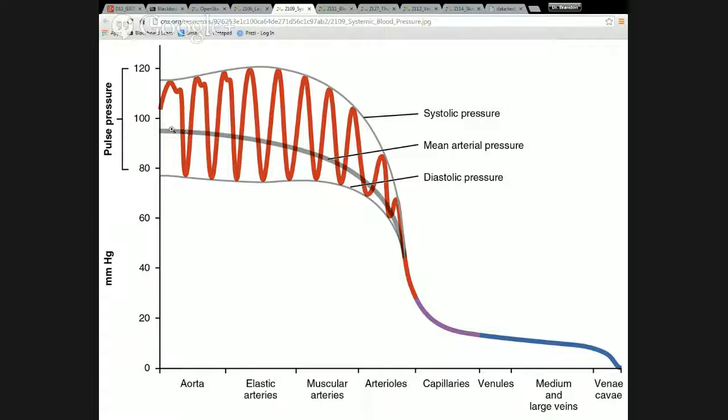So what we see here is the blood pressure drops off as we move from the arteries into the arterioles and the capillaries and the venules and the veins. The pressure is based on the beating of the heart. When the left ventricle contracts and it pushes blood out, the blood that's being ejected is in the 80 to 120 millimeters of mercury range of pressure.